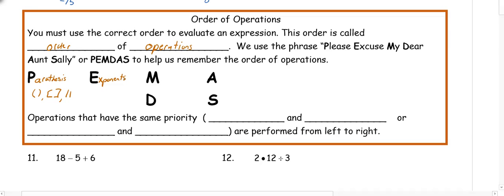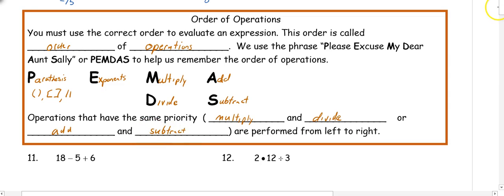Then the third step is multiply and divide. They have the same preference, so we're going to do those from left to right. So we have multiply and divide. And then the last thing that we have is adding and subtracting. So when we have operations that have the same priority, so multiplying or dividing, or adding and subtracting, we're going to do those from left to right.